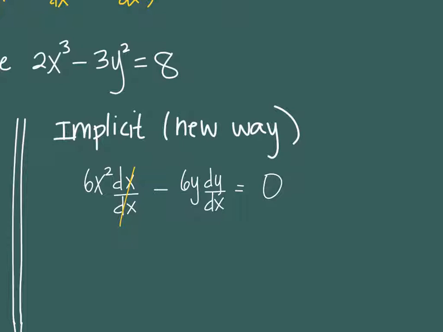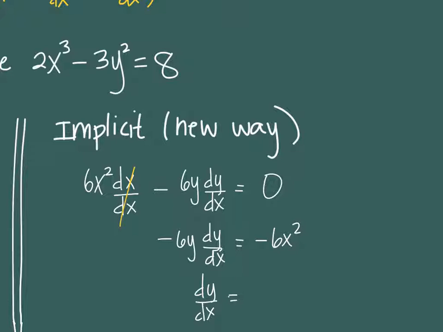And so instead of getting something alone first, like in the old way where you get y alone first and then take the derivative, here we take the derivative first, and we get dy/dx alone. So negative 6y times dy/dx equals negative 6x squared. So I just move the 6x squared to the other side, and then I divide both sides by negative 6y.